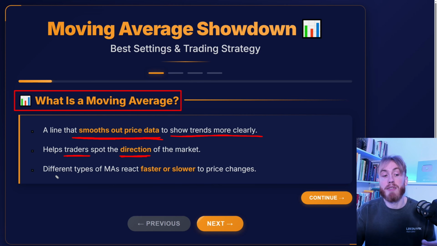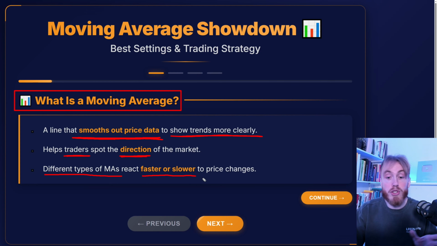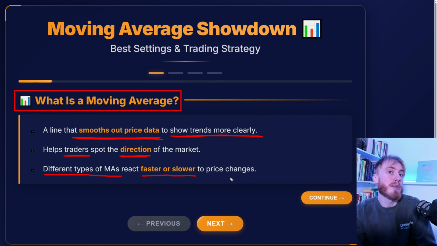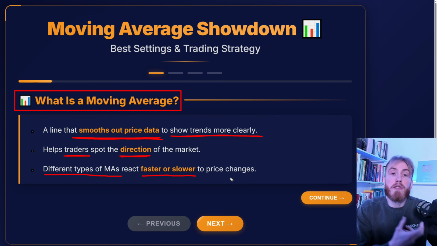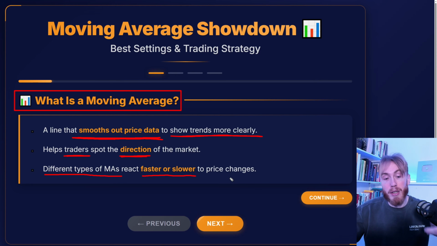But here, and this is very important, the different types of MAs, or in other words, different types of moving averages, react faster or slower to price changes. So depending on what type of moving averages you use, some moving averages will provide faster signals, but when they provide faster signals, they might also provide some more false signals as well. So it's very important to learn about the moving averages you are using.